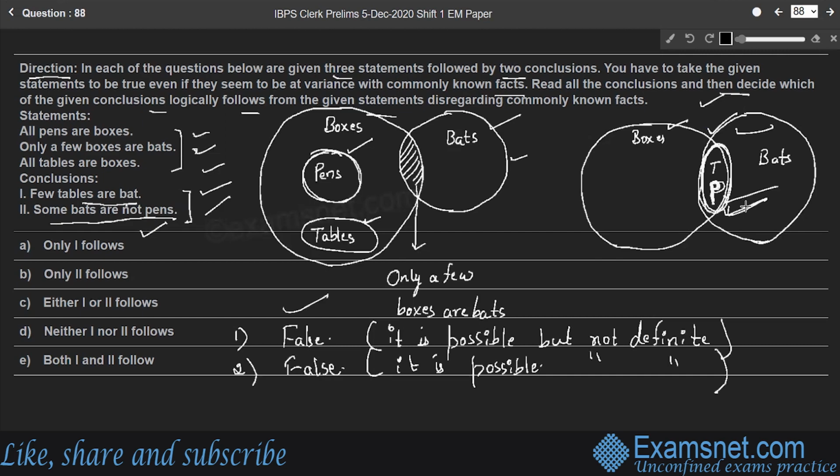Therefore, two conclusions are false, right? Therefore we can conclude here in the options, neither one nor two follows, right? Therefore, option D is the right answer.